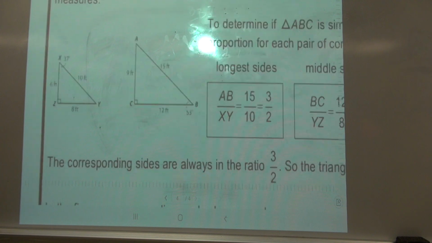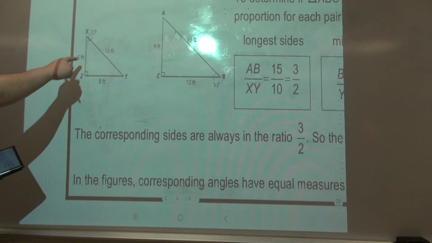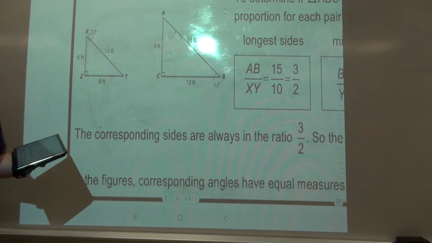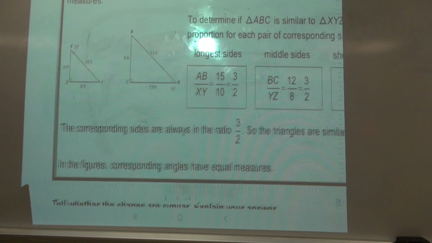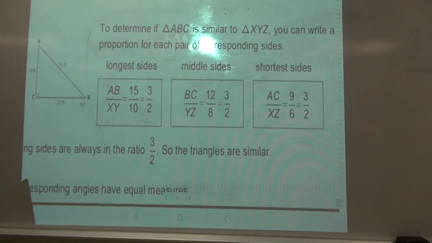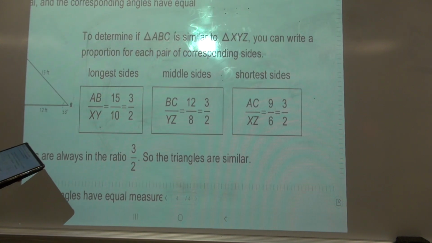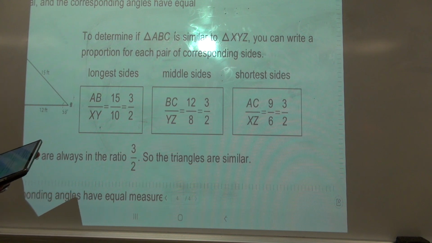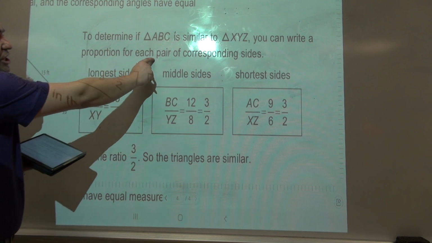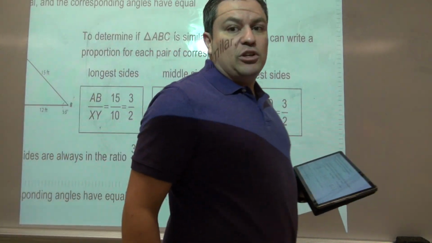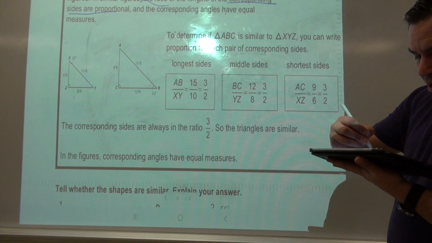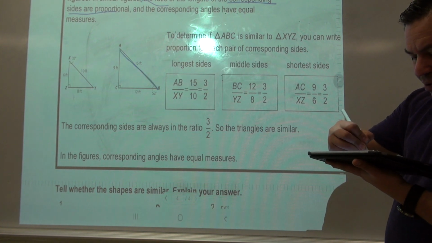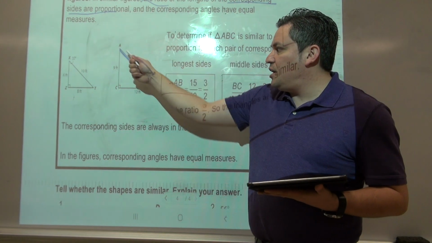Now we're given these two samples right here. We have a right triangle and another right triangle. These two, they're already similar. So let's see what's happening right here. It says to determine if triangle ABC is similar to triangle XYZ, you can write a proportion for each pair of the corresponding sides. So they basically took the corresponding side to AB, which is this one right here.